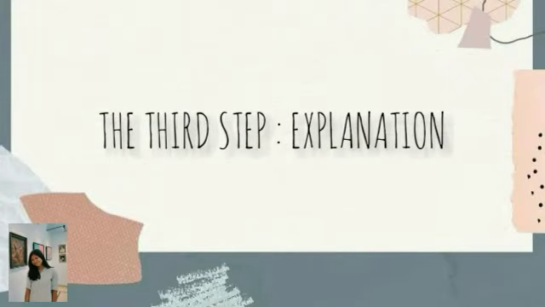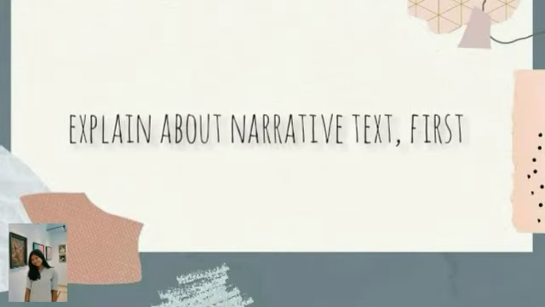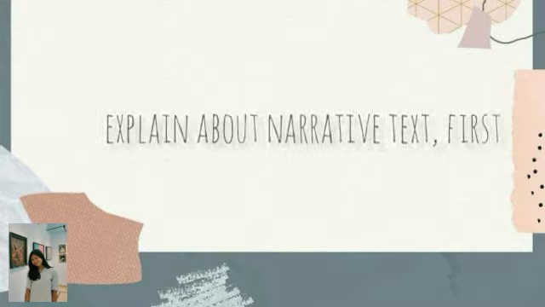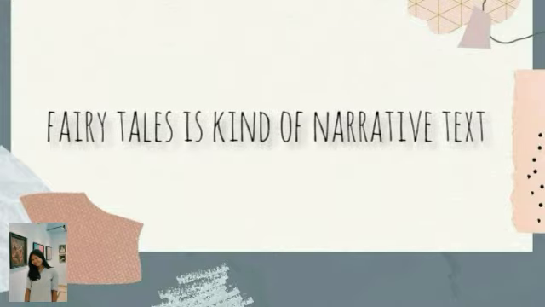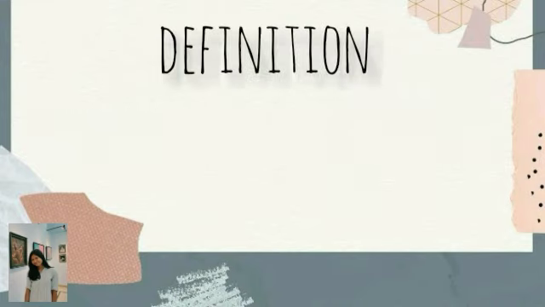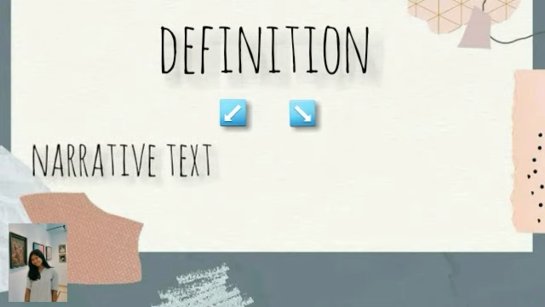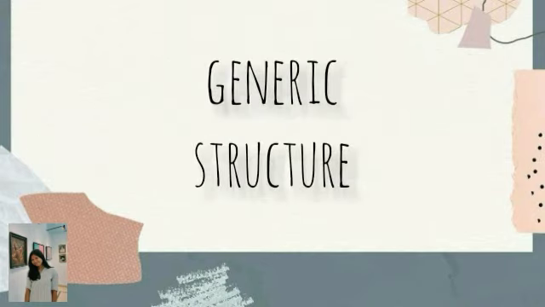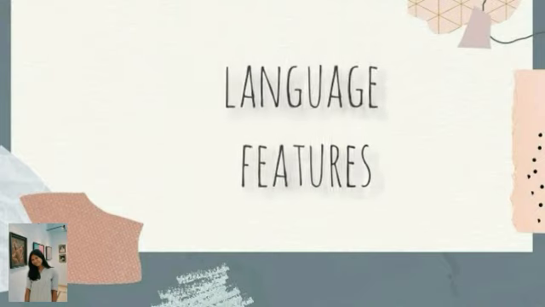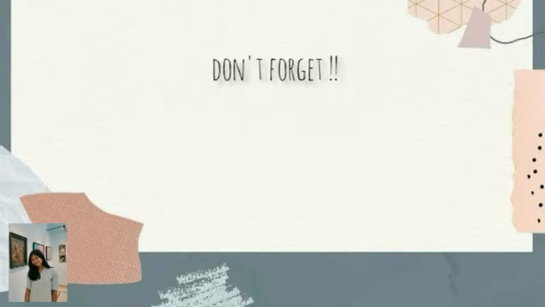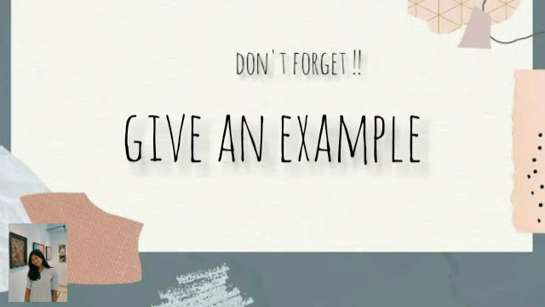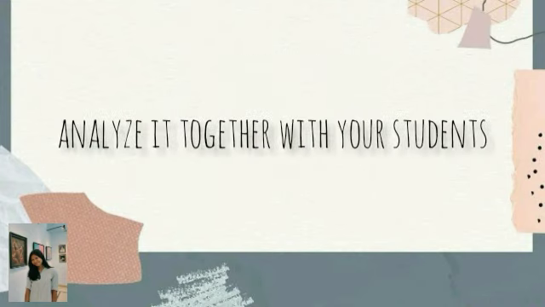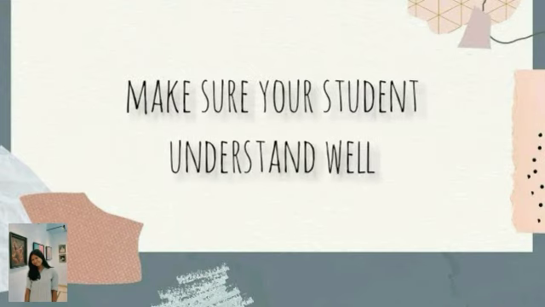The third step is explanation. In this part, you have to explain narrative text first. Why? Because, as we know, fairy tales are a kind of narrative text. You have to explain the definition of both narrative text and fairy tales, and you have to explain the social function, generic structure, and language features. After you explain that, don't forget to give some examples and analyze them together, just to make sure your students understand well.